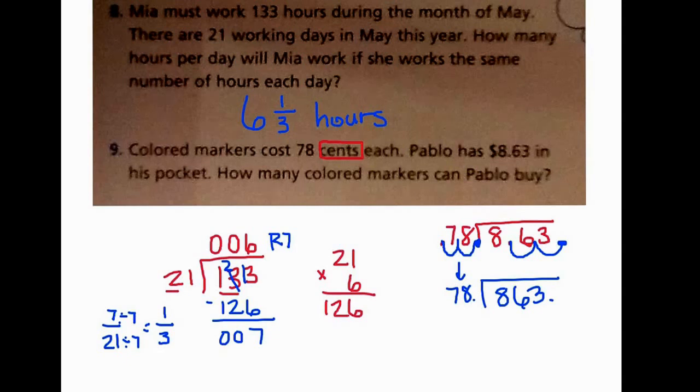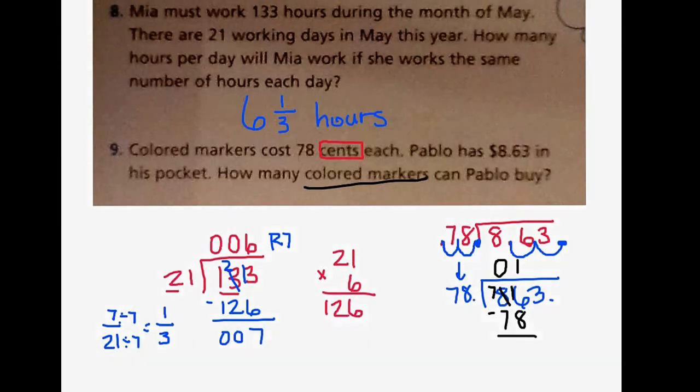So again, I took $8.63, that's how much money Pablo has, and I'm dividing that by 78 cents because that's how much each colored marker costs. We want to know how many markers he can buy. So first, can 78 go into 8? Nope, put up a 0. Can 78 go into 86? Yes, it can go in one time. 78 times 1 is 78, so I subtract that. Going to have to borrow here. So now I have 16 minus 8, which is 8. 7 minus 7, which is 0. And now I bring down my 3.